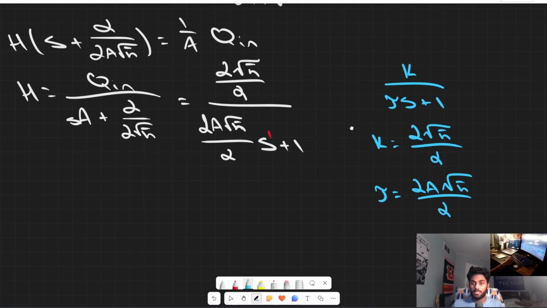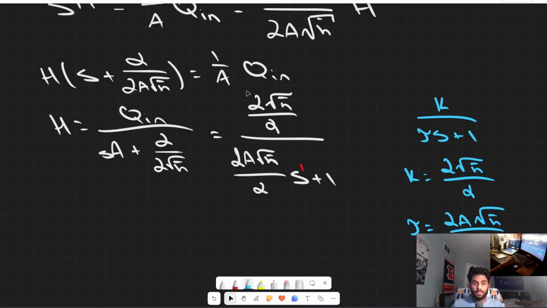So this is the transfer function that relates our height to our flow. The next step is going to be drawing out a block diagram and going backwards from h3 to q in to give us the overall transfer function that defines that relationship.